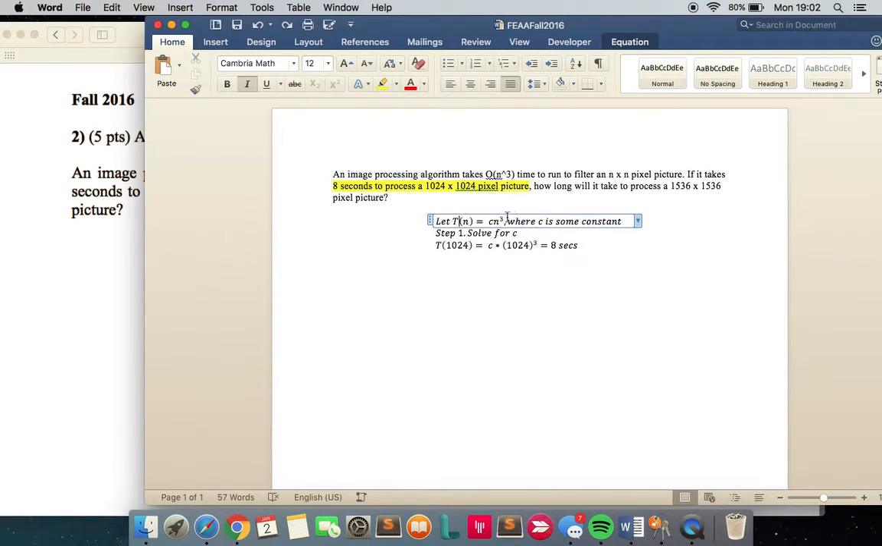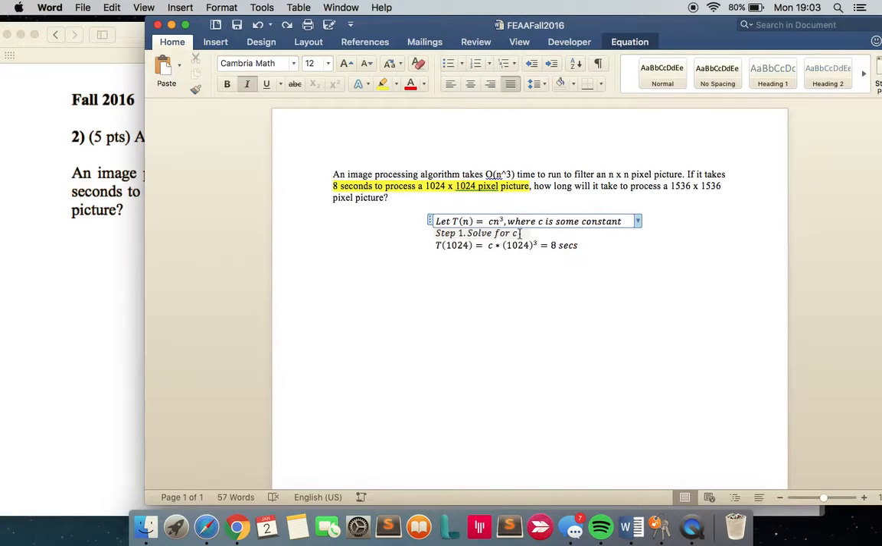Now, if you think about it, what is this c here? c is just some constant that is just chilling out with your runtime, but it's a constant, exactly that. It stays the same for any arbitrary n. So this is why it's very important that if we can solve for c, then we can utilize it to solve for any arbitrary n. All right, so let's rock and roll.